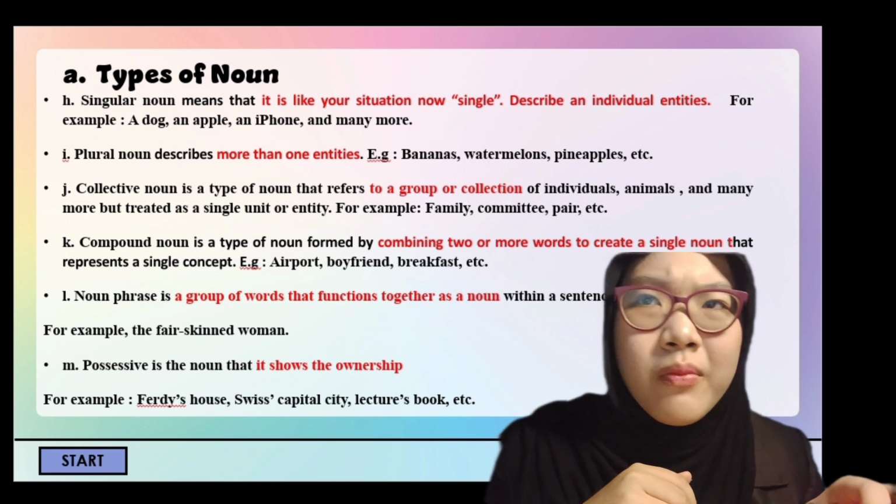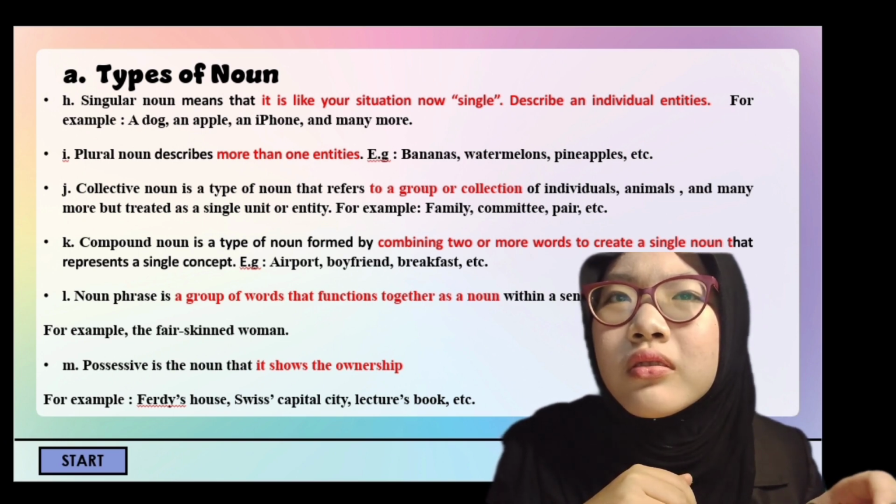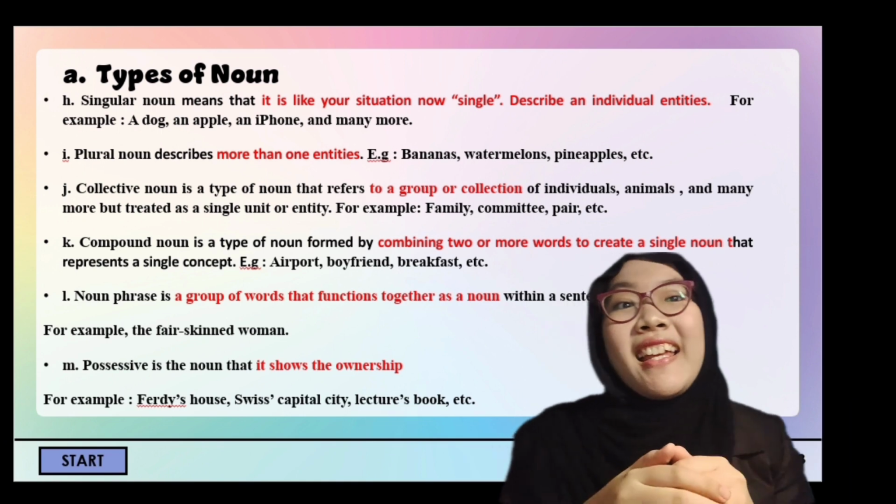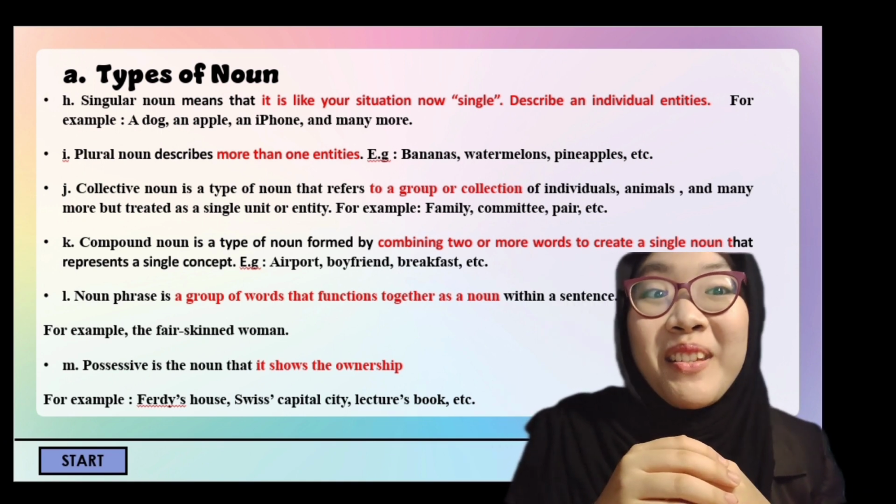I don't know why I put iPhone in this PowerPoint. I am a smartphone user. Yeah, doesn't matter. It's just for example, right?